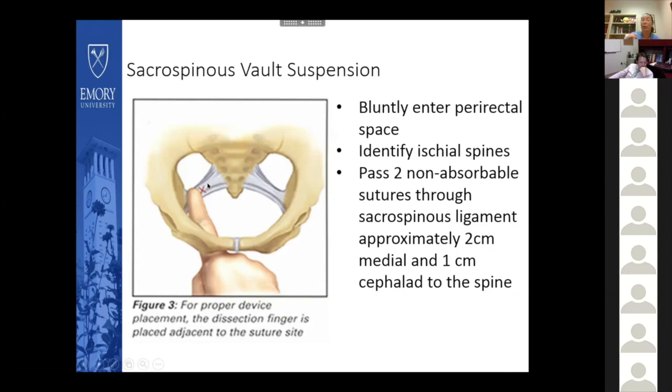If you have posterior wall prolapse but no anterior, then you're going to do the same. You'll make your incision posteriorly, get the rectovaginal fascia, plicate it, and then bluntly go back with your finger. So you can enter this either way. Then you're going to pass 2 non-absorbable sutures through this ligament, approximately 2 centimeters medial and 1 centimeter cephalad to the spine.